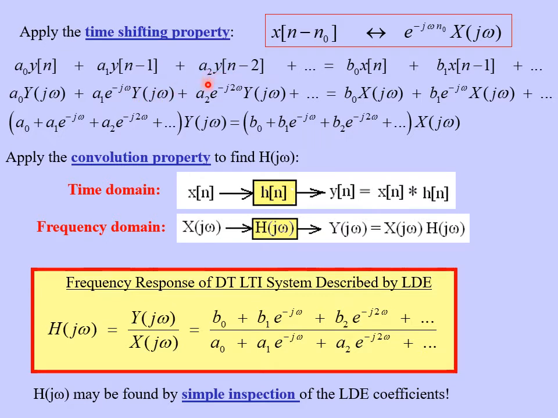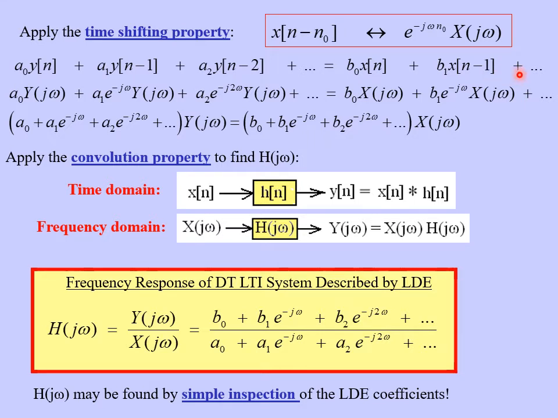For the next term, we've got a2, and now our time shift is 2. So we've got e to the minus j2 omega times y of j omega. And if this keeps going to higher order delays, we would just keep using this property accordingly. Now let's go to the right side. Here we're talking about the x terms. So the first one is just b naught times x of j omega. The second one is b1, and here it's delayed by 1, so we've got e to the minus j omega times x of j omega, and then we would just continue as necessary for any other terms that might exist up here.